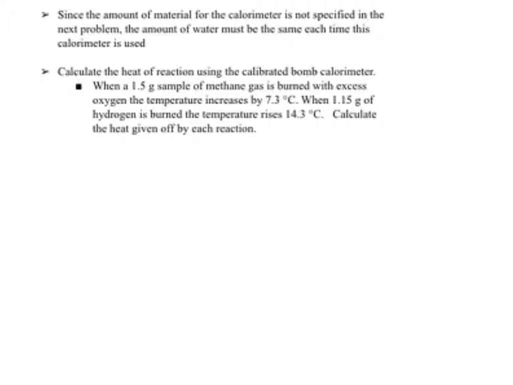The amount of material for the calorimeter is not specified in the next problem. The amount of water has to be the same, and that's typically how a bomb calorimeter is used. But they have to give you the amount of water in the problem if it's not a constant like this problem is. So calculating the heat of reaction using the calibrated bomb is actually 2 questions in one. So this all here is 1 question. And I'm going to show you 2 different things with this one.